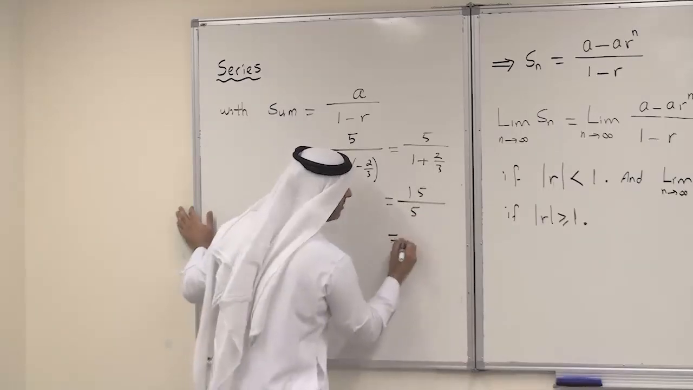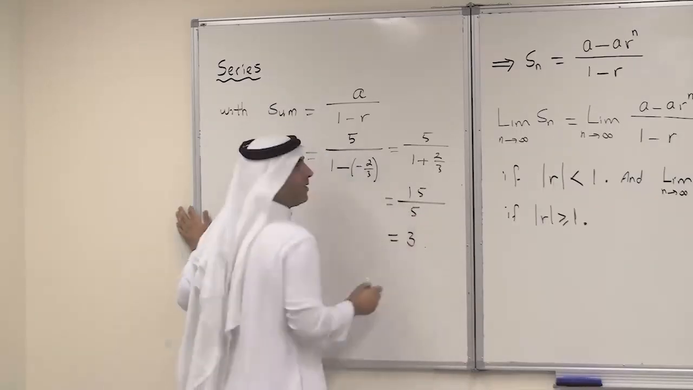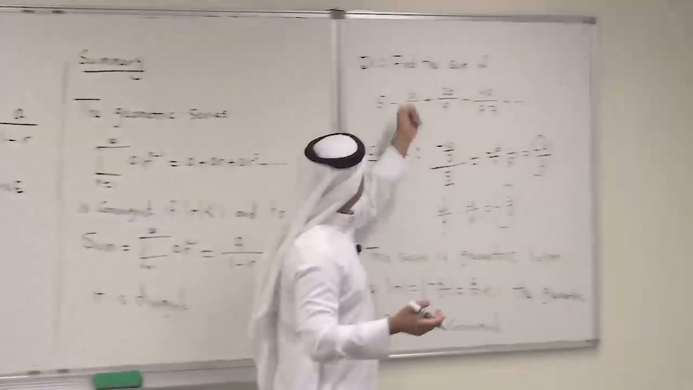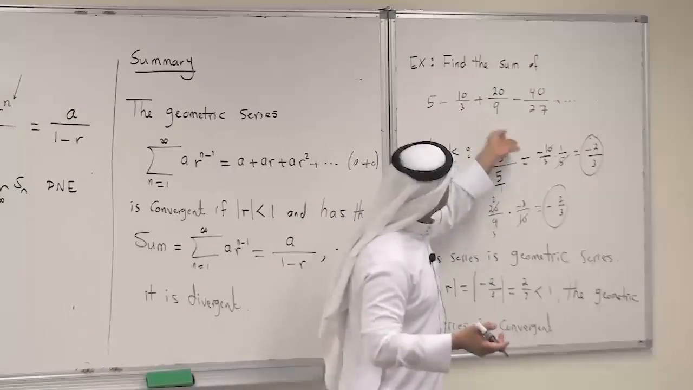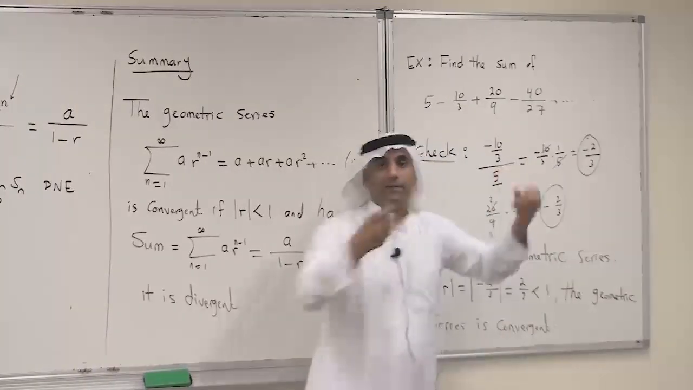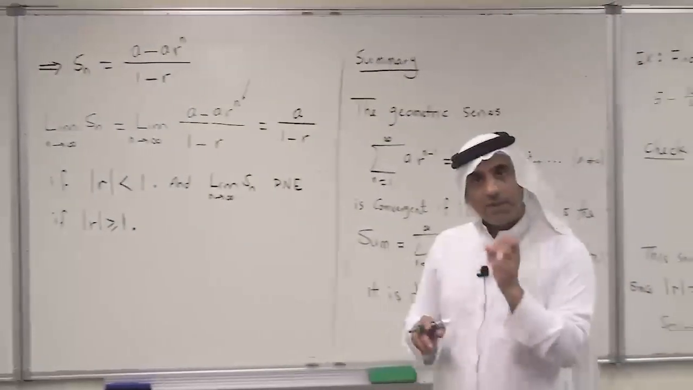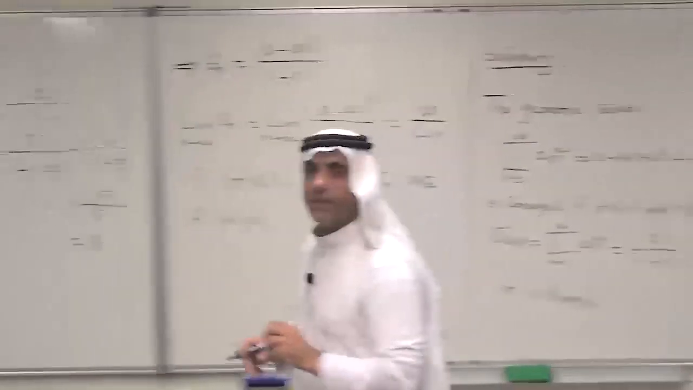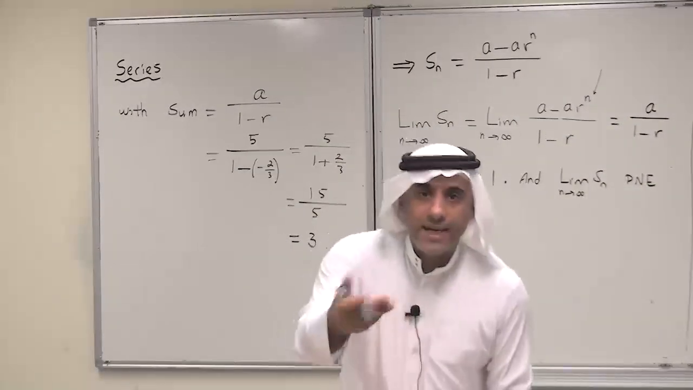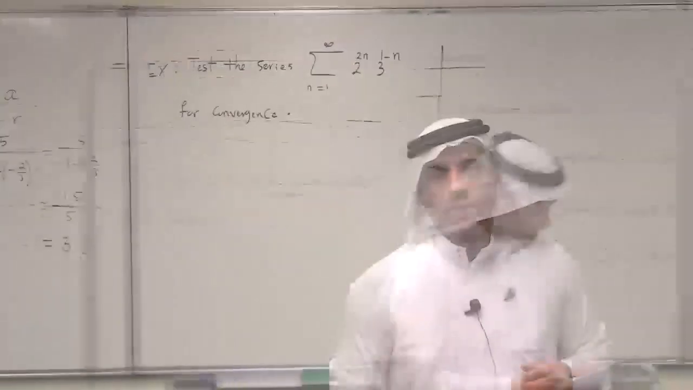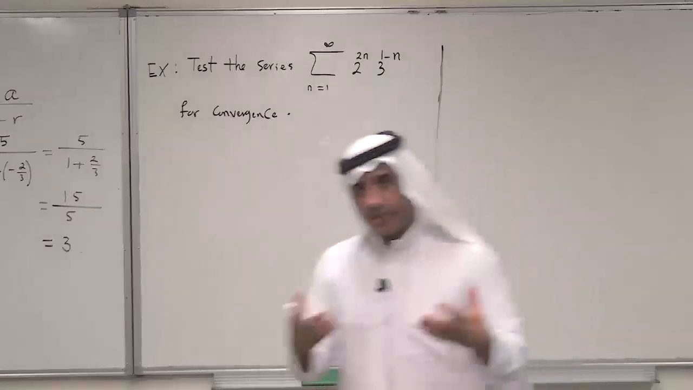So the total sum will be exactly equal to 3. If we add these infinite numbers, 5 minus 2 over 3 plus 20 over 9 minus 40 over 27, etc., at the end of the day we will have the answer equal to 3. This is according to the definition of convergence of a series. We will see another example about geometric series now. More examples about geometric series.